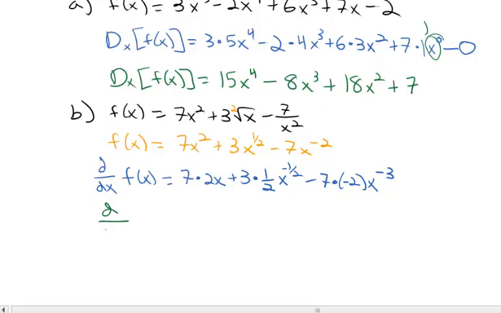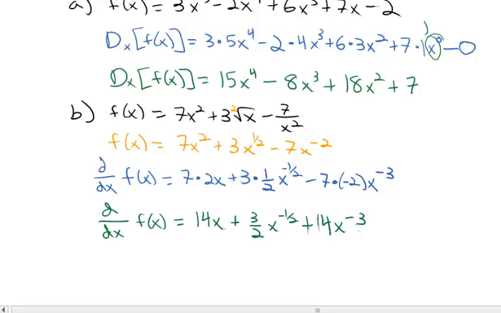Then we just have to clean it up. d/dx, the derivative of f of x with respect to x, 7 times 2 is 14x, plus 3/2 x to the negative 1/2, plus negative 7 times negative 2 is positive 14 x to the negative 3. And now we have our derivative.